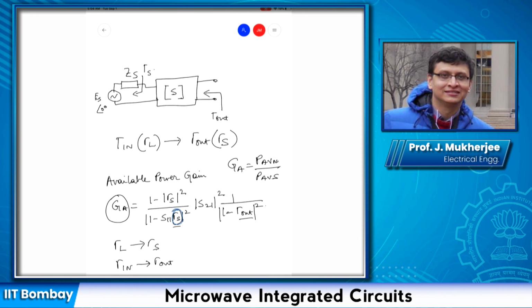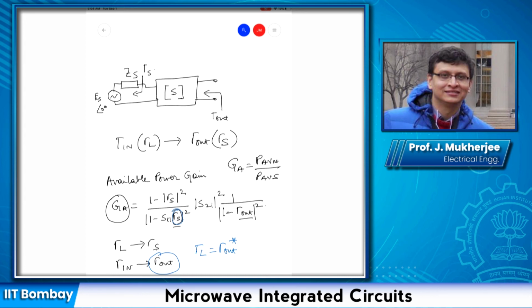Then find the value of gamma out, and then you choose a load which is equal to the conjugate of gamma out. So that's how the design happens. But then again, there is one problem with GA.